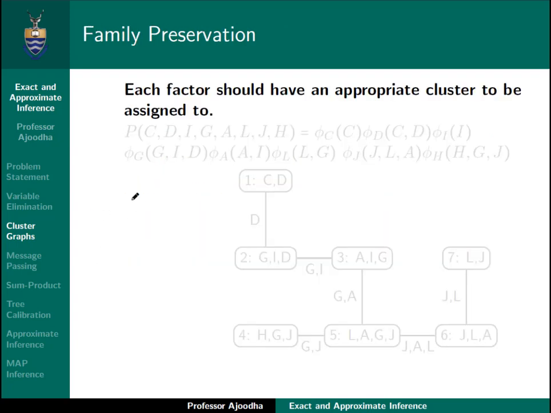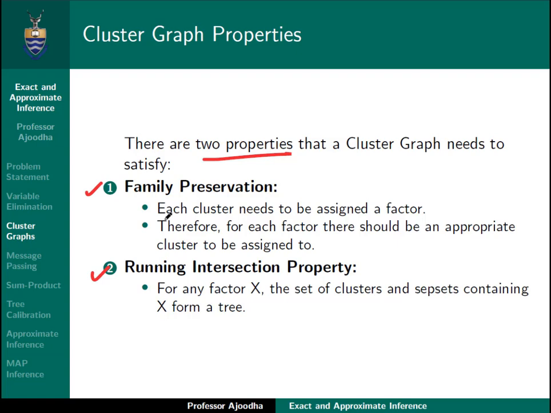The first one is called the family preservation property. All this says is that each cluster needs to be assigned a factor, and for each factor, there should be an appropriate cluster assigned to it. Then the second thing we need to do is make sure that the cluster graph has a running intersection property. The running intersection property simply says that for any variable x, the set of clusters and subsets containing x form a tree. This sounds very complicated, so let me show you what I mean by it.